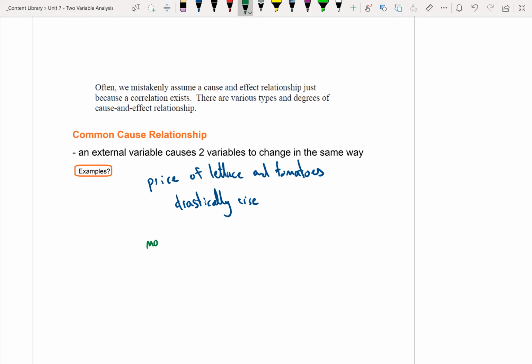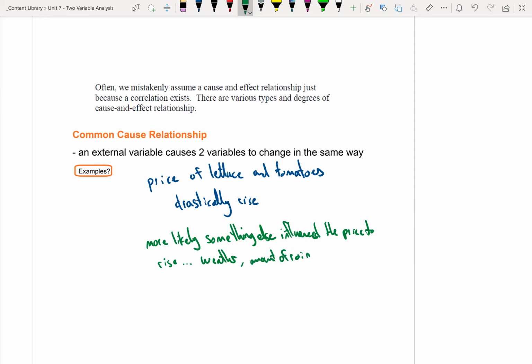So for example, it's more likely something else influences this. Or something else influenced the price to rise. So say for example, it could be weather, say maybe amount of rain. Right? If there's not a high amount of rain, then it could cause the price of lettuce and tomatoes and other produce to rise drastically because it costs more.